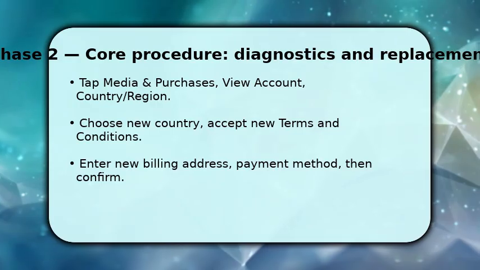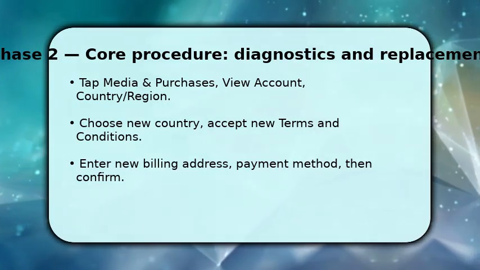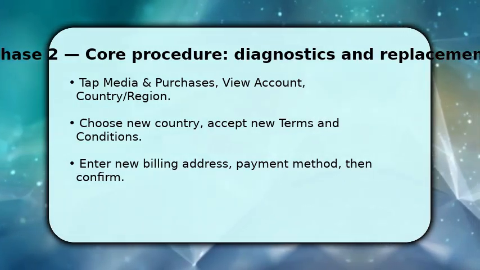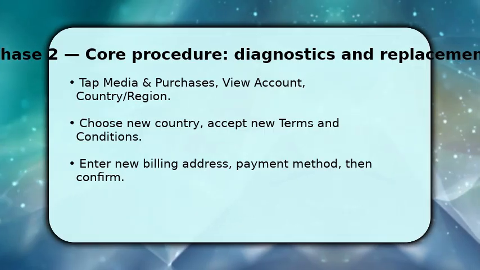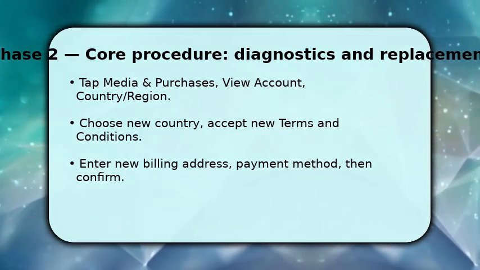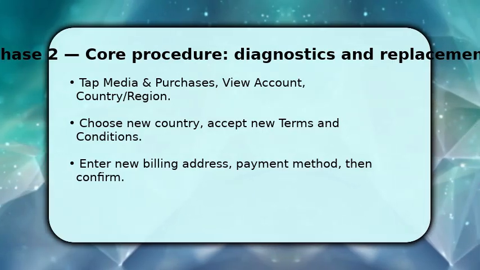Next, you must enter a valid local billing address and payment method. Apple verifies these details. If you have family sharing, you may need the organizer to change the region. After filling fields, tap Change to apply the new locale.